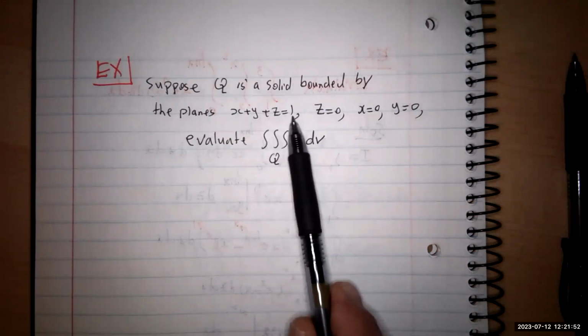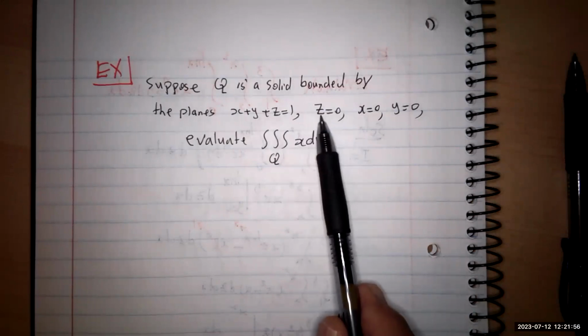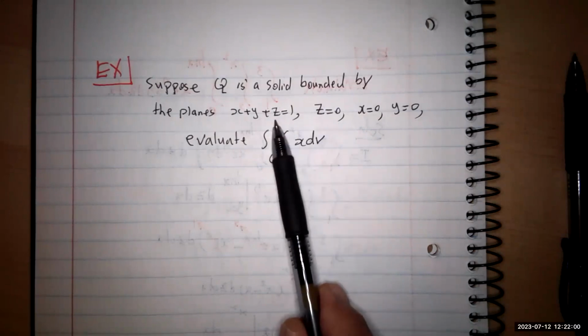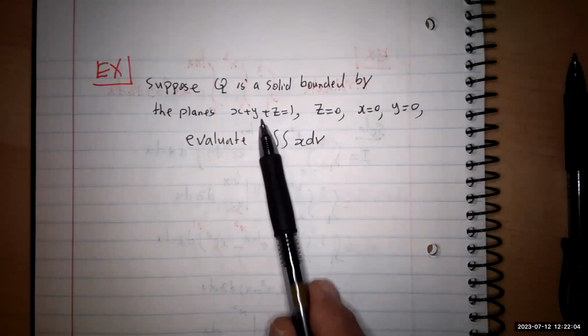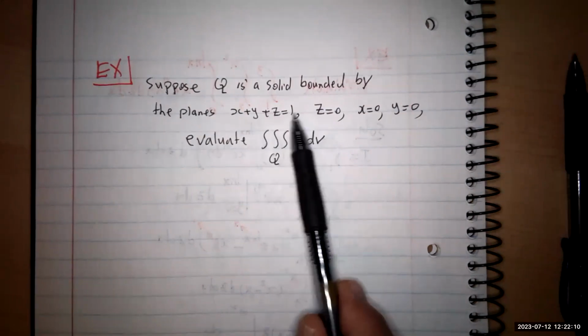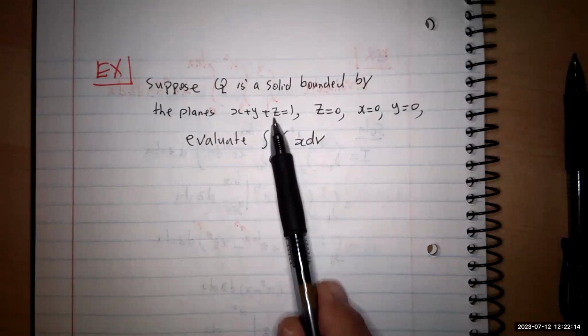So the way you do it, you just solve for z, whatever you have. This one is already solved for z: z equal to 0. You solve this one for z. That gives you z equal to 1 minus x minus y. So your z is going to be between these two values. So that gives you the range for the z.